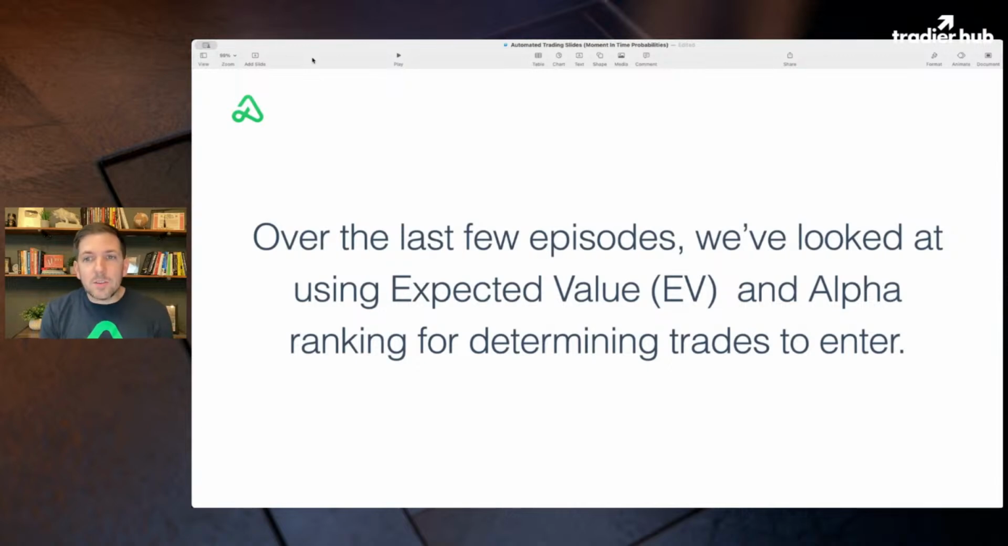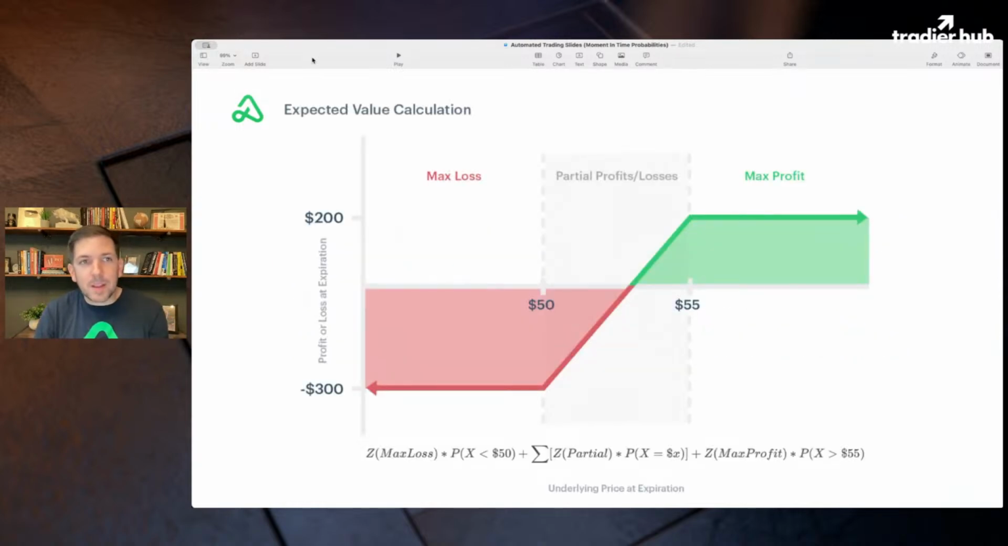And then we also looked at using alpha in the last episode to rank our trades. Is the highest possible expected value the best? Well, that depends on how much risk you're taking to get that expected value. So we can use alpha, which just takes the expected value divided by the max risk, to determine what types of trades we should get into. Ideally then we want positive expected value trades, but we also want trades that have positive alpha. Generally the highest alpha means you're getting paid the most units of expected value per risk that you're taking in. So remember, this is the expected value calculation.